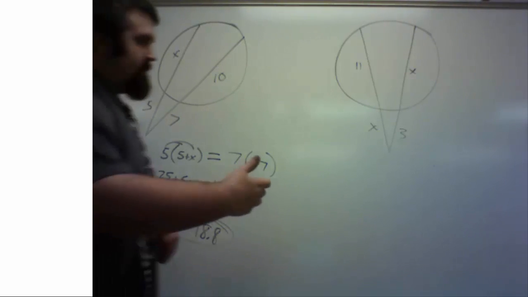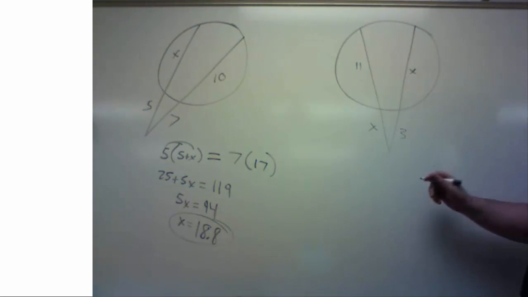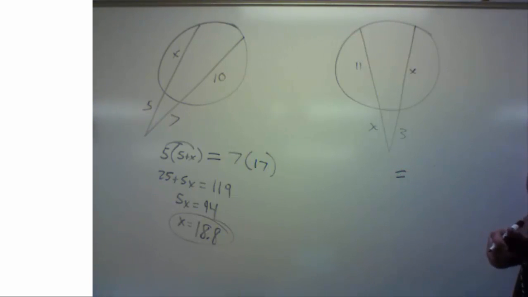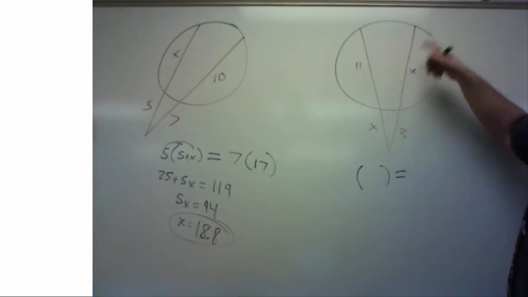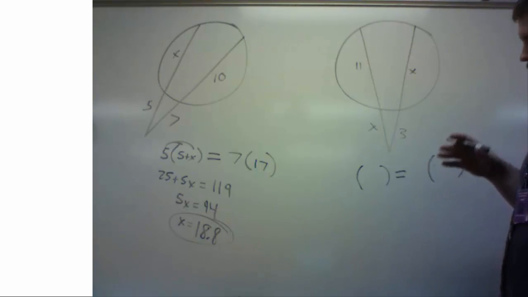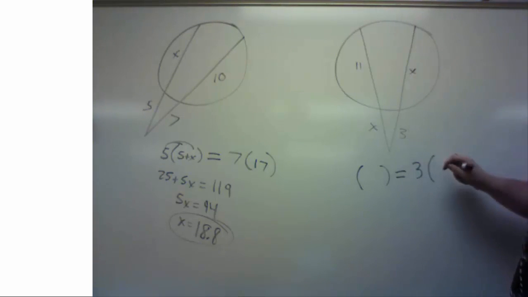Alright, let's do the geometry part. Let's set up over here. The setup. Right away, I'm looking for lengths in a circle. So I know I'm going to be setting something equal to something. I know because it's secants. Secant segment. I'm going to be multiplying the outside part by the full length. So the outside part here is 3. The full length is 3 plus x.